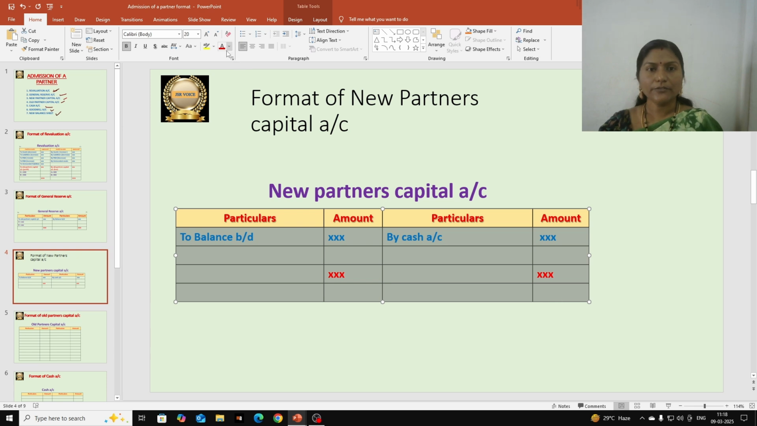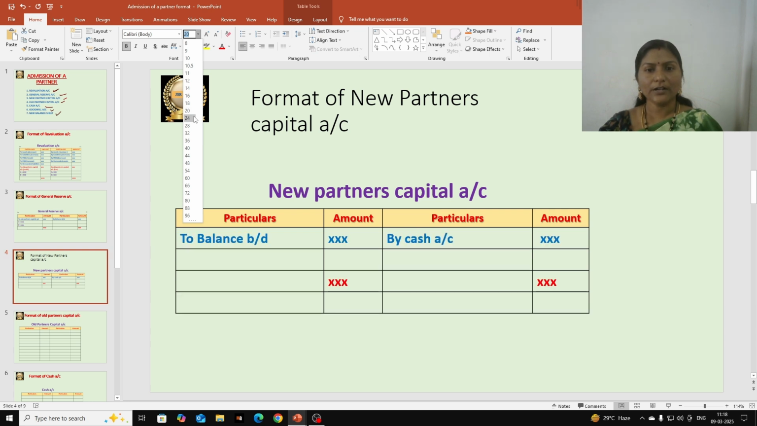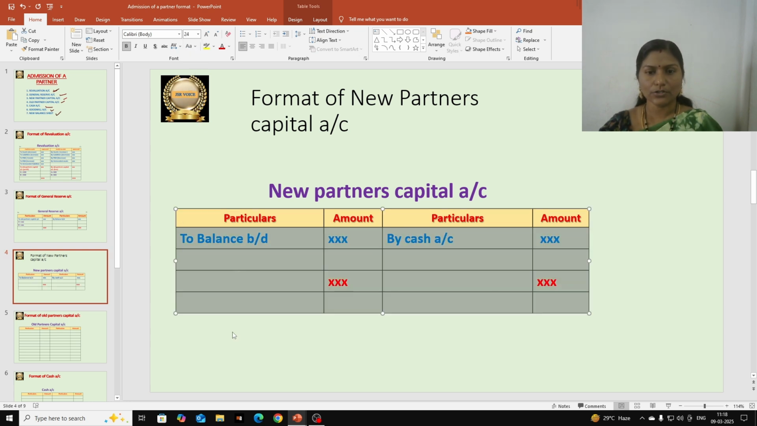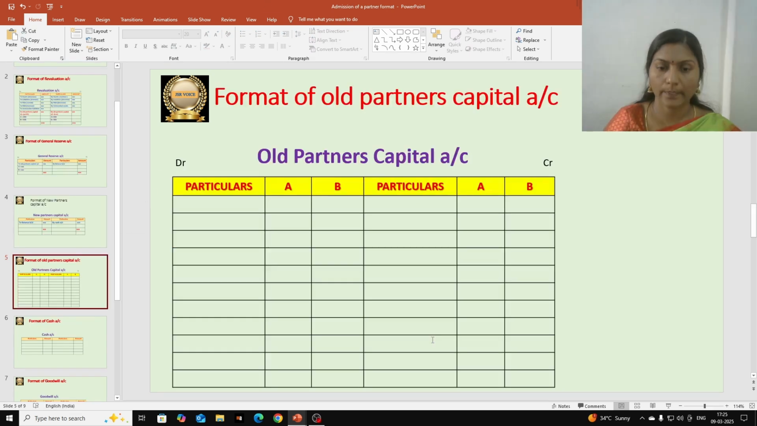So you have to understand the format first, then only you can do the solution. If you don't understand the format, it is very difficult to do the solution. So let us go to the next format. Now I want to discuss with you the format of old partners' capital account. Here I have taken an example of old partners, that is A and B.